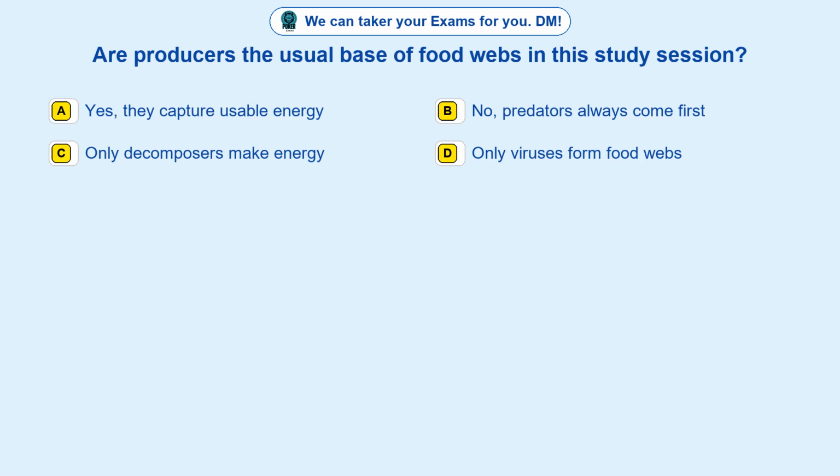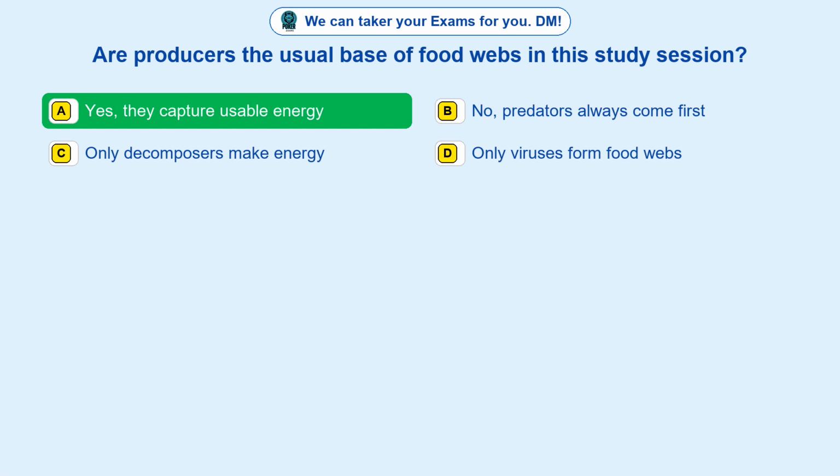Question 17. Are producers the usual base of food webs in this study session? Option A. Yes, they capture usable energy. Option B. No, predators always come first. Option C. Only decomposers make energy. Option D. Only viruses form food webs.